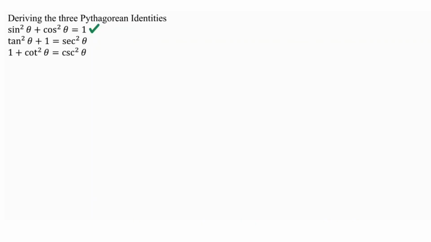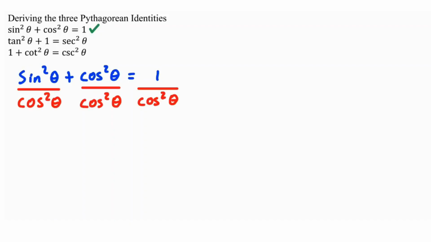The next two identities are going to be very short compared to the first one. So we'll take the sine squared of theta plus cosine squared theta is equal to 1. And let's divide both sides by cosine squared theta. Sine squared theta over cosine squared theta is tangent squared theta. Cosine squared theta over cosine squared theta is 1, and 1 over cosine squared theta is secant squared theta. Hence, we've proven the second Pythagorean identity.